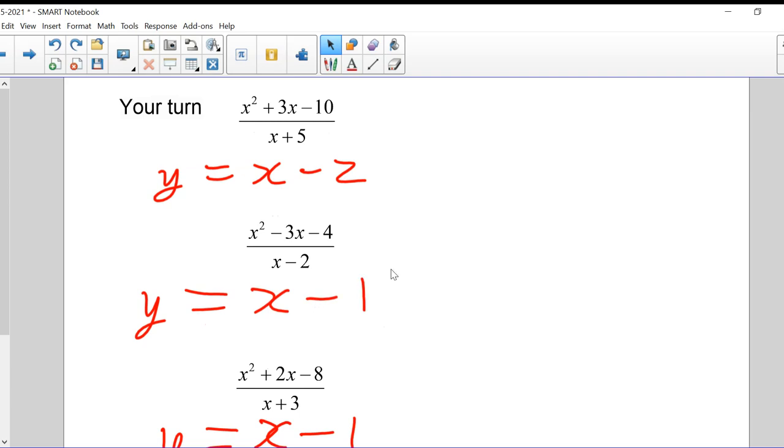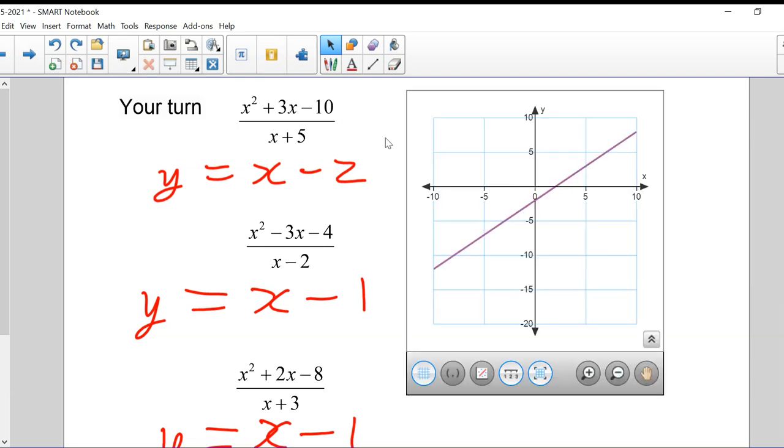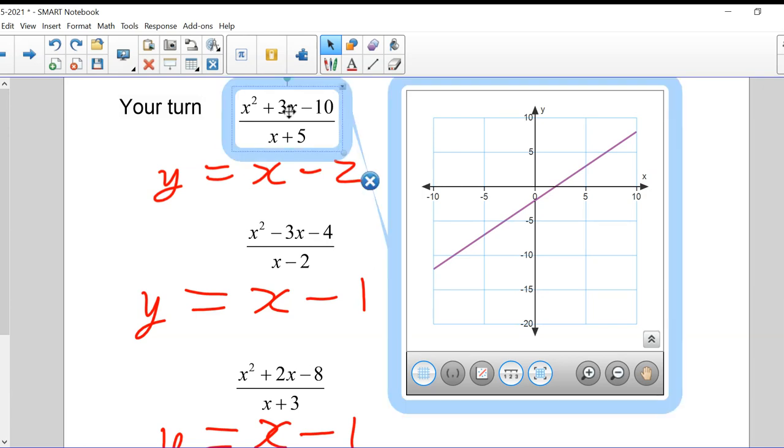Okay, so what I'm about to do now is ask the smartboard to draw each of these functions and see whether x minus 2 makes sense. Okay, so here we go. Generating a graph. Oh, that doesn't look like the graph at all. What is that? That does not look anything like our graph at all.